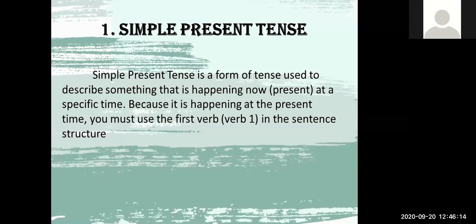Assalamualaikum warahmatullahi wabarakatuh. I will explain about the simple present tense. Simple present tense is a form of tense used to describe something that is happening now, in the present, at a specific time. You must use verb 1 in the sentence structure.